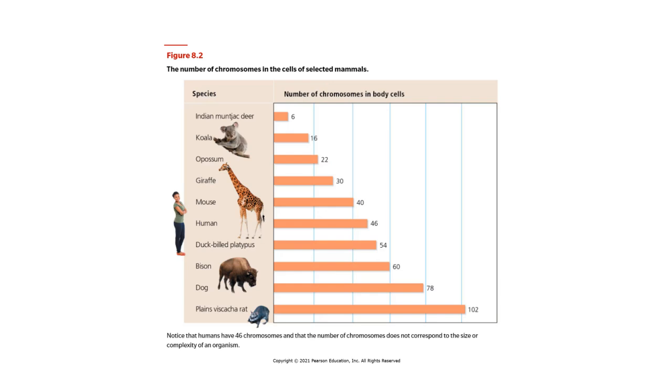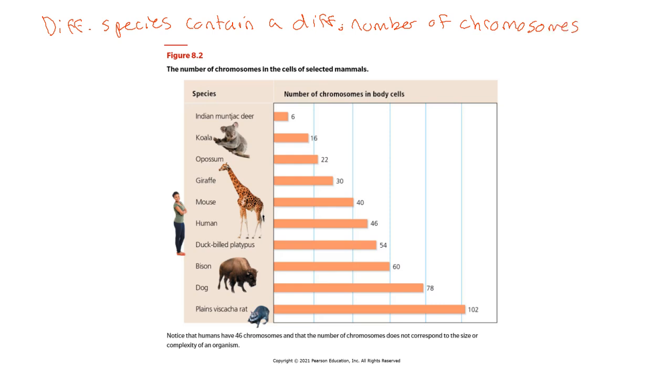So this slide shows you how many chromosomes different species are going to have. Different species contain a different number of chromosomes. Okay, that doesn't make them smarter or more evolved or anything like that. It's just coincidental that different species are going to have different numbers of chromosomes.